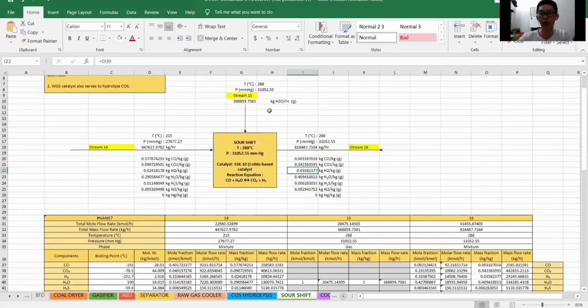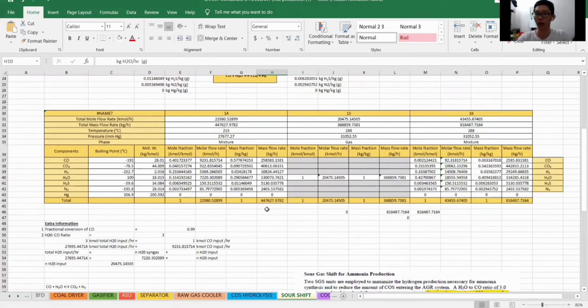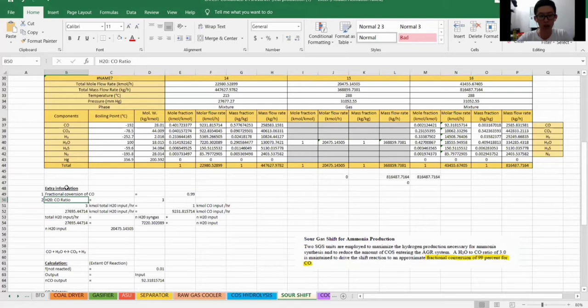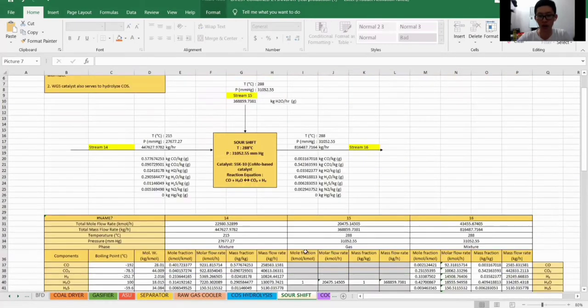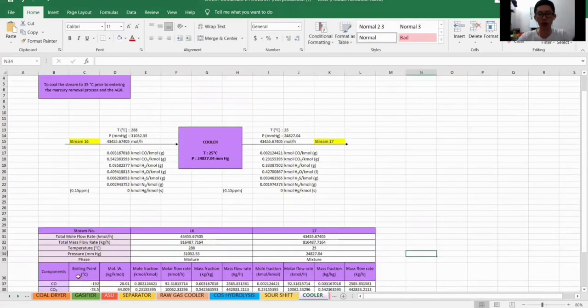Okay, so it will react with the steam that we insert into the sour shift. For this part, we have made some assumptions: the fractional conversion of CO, and also the H2O to CO ratio, where all this information we can get from the journal. After the reaction of this sour shift, we can get a higher amount of H2, and this stream will enter the cooler, and inside this cooler, the temperature will be lowered from 288 to 25 for the further reaction. Okay, later Aisha will explain more on the rest of the part.